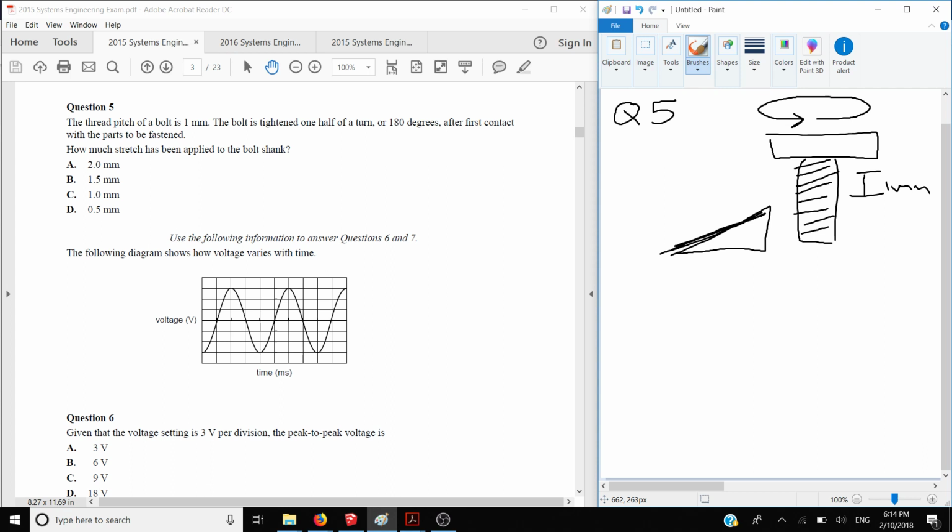For the thread pitches, the bolt is tightened 1/2 a turn. Okay, so instead of being turned 360 degrees, let's say we've turned it 1/2 a turn. And it's turned 1/2 a turn after it's come into contact with whatever it is you are using the bolt to tighten down. So this is bottomed out. So you've turned it 180 degrees. So you've moved this thread, again, in terms of the up and down direction, 1/2 of the pitch, which is 1/2 a millimeter. So the bolt shank, or this part, is going to have stretched 1/2 a millimeter. So the answer is going to be D. Question 5 is D.